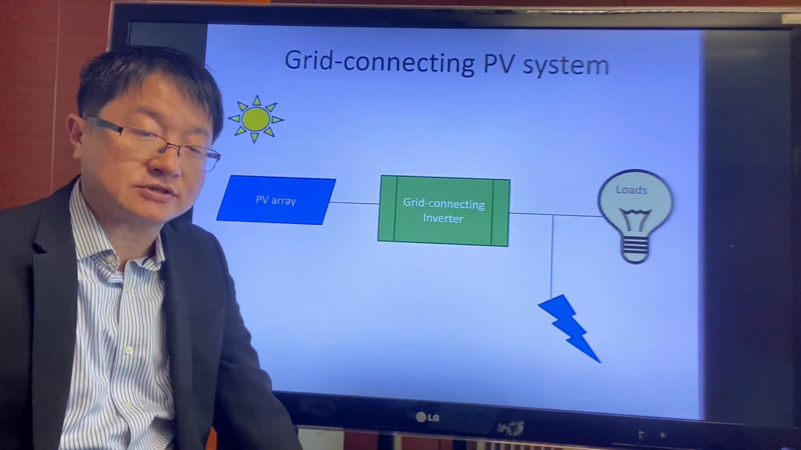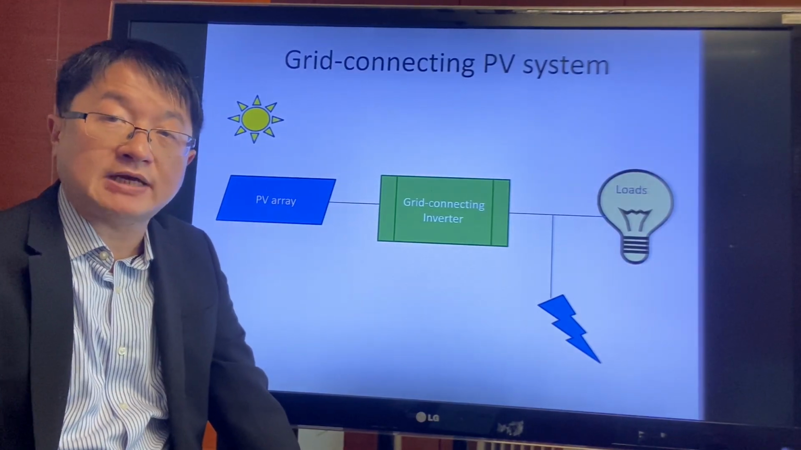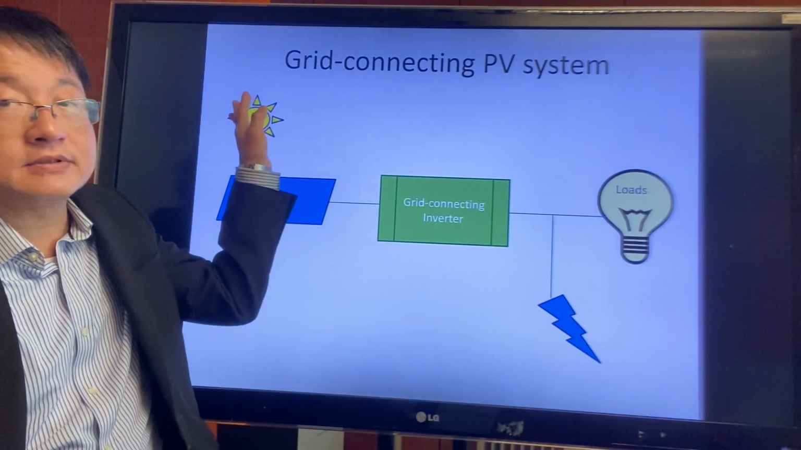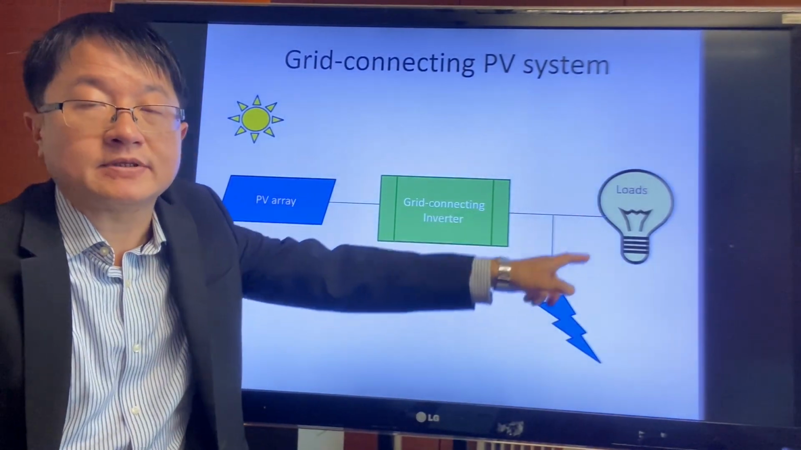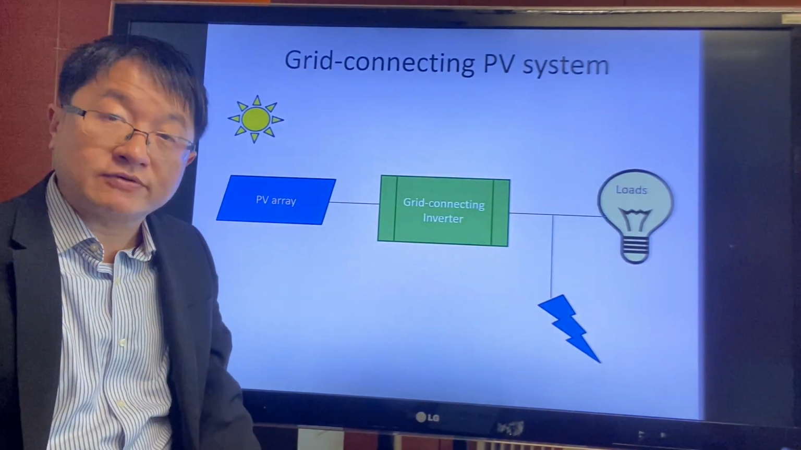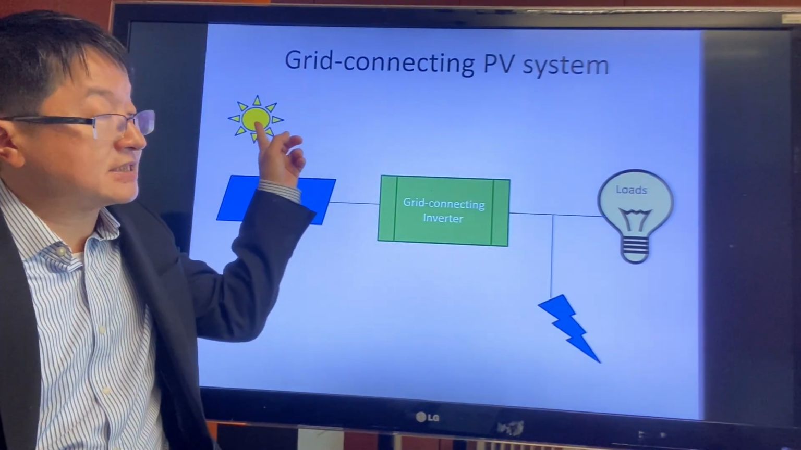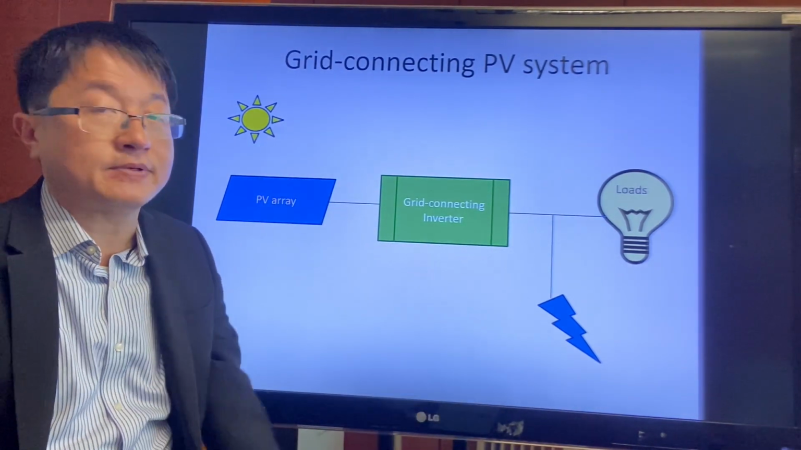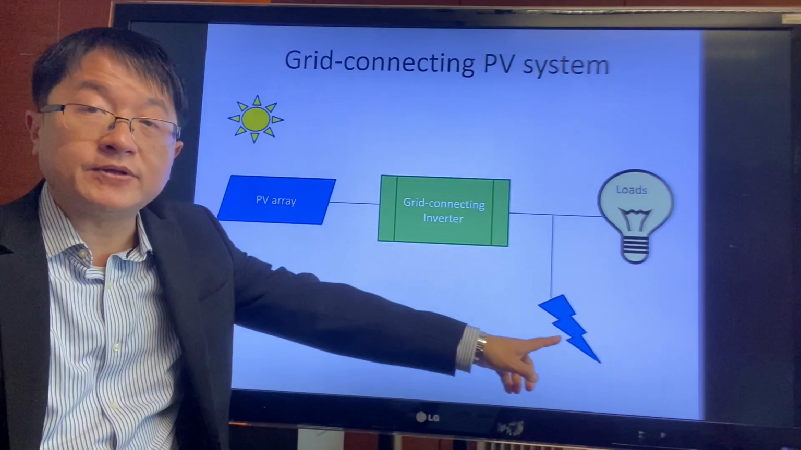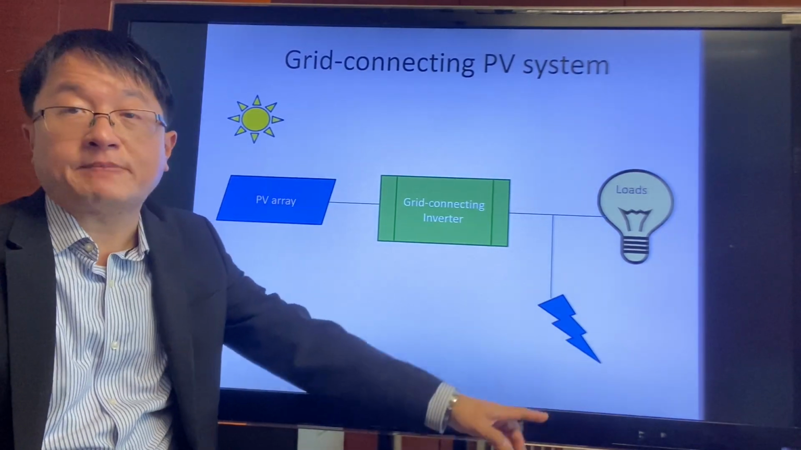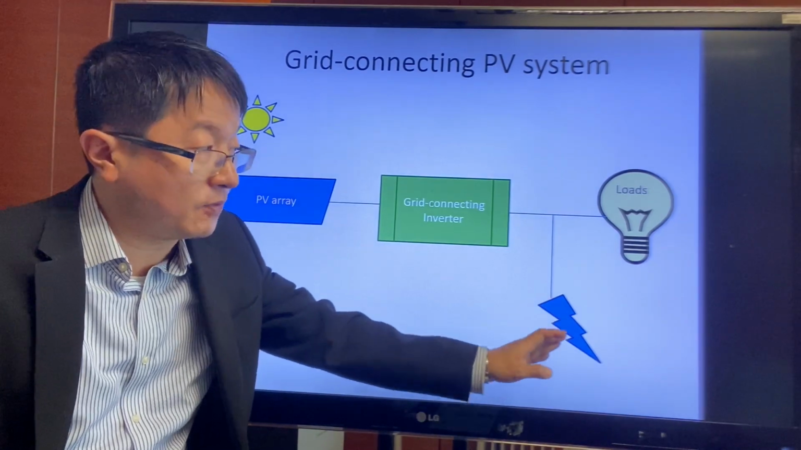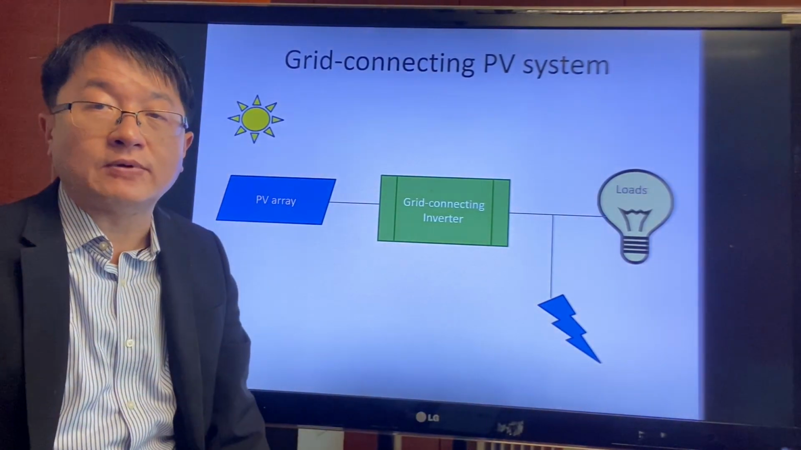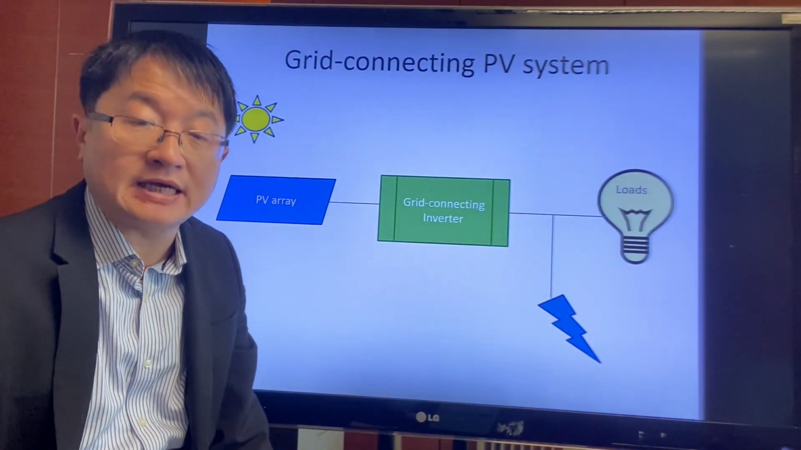Okay? So the advantage of this type of system is that it's reliable. Even on a non-sunny day, the power company can back up the power supply. And on a very sunny day, the excess energy can be sold back to the power company. So the power company will play the role of a big battery for you to store excess energy or provide you with the power supply when you don't have enough solar energy.